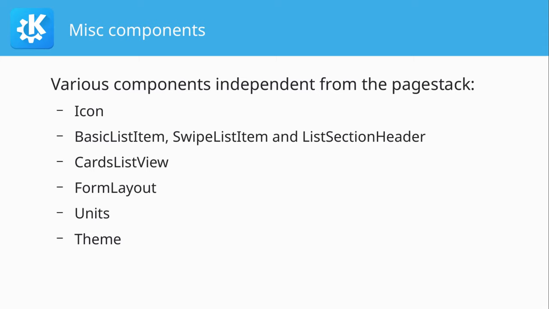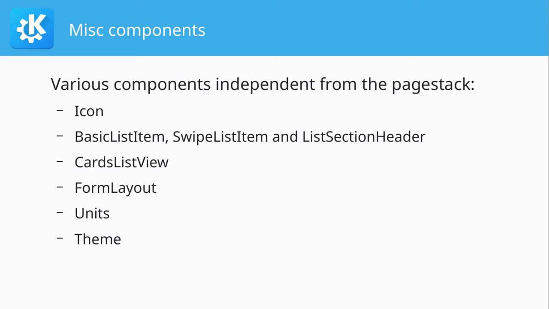So next we have various components that are useful when creating applications, and you can use them independently from the page stack mechanism. The first one is Kirigami.Icon, which is basically just an icon that you can either load from your icon theme or from a QRC file or from any other file. Then we have several useful components when dealing with lists and how to make them more consistent and usable on the phone. I do have a code example for that as well, but we can show that later.